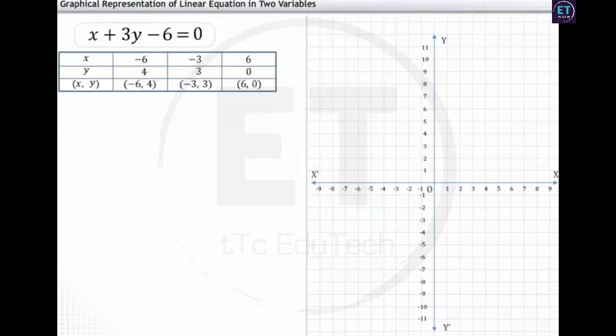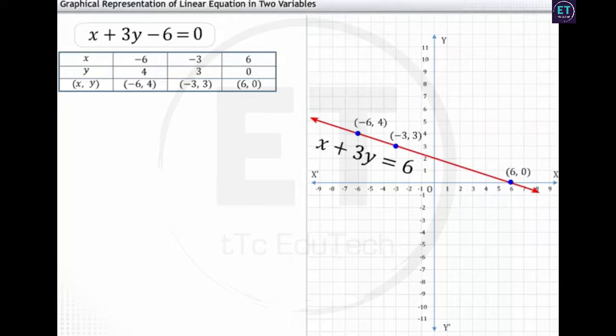The graph of this equation can be obtained by plotting these ordered pairs. If we draw a line passing through all these points, a straight line is obtained. This line represents the graph of the linear equation x plus 3y equals 6. It is general practice to write the equation along the line it represents. There are other points that also lie on the line.